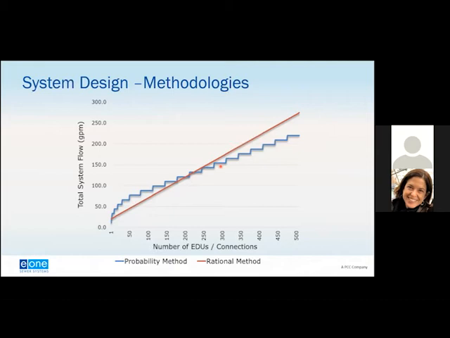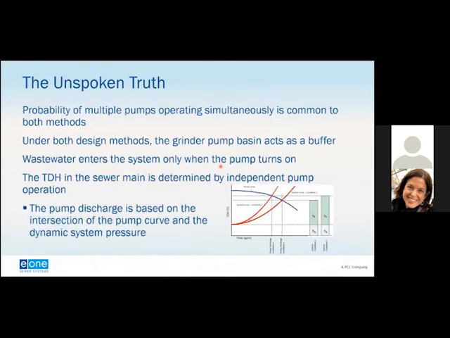And as I say, when you're designing this, as when you're designing anything, you're using the best information you have to select the best product. At the end of the day, we don't know what that flow is going to be. We don't know what it's really going to be. So we want to estimate it. And here's what I call the unspoken truth. You'll hear other manufacturers question the probability method. How do you know how many pumps can be operating? Well, with any pressure sewer system, whether it's semi-positive displacement pumps or centrifugal pumps, the probability of multiple pumps operating simultaneously is common to both methods.